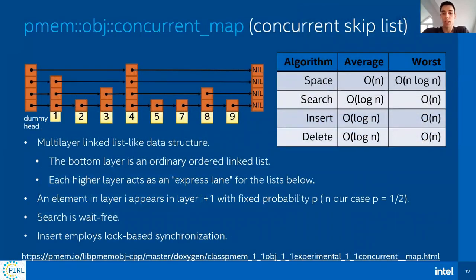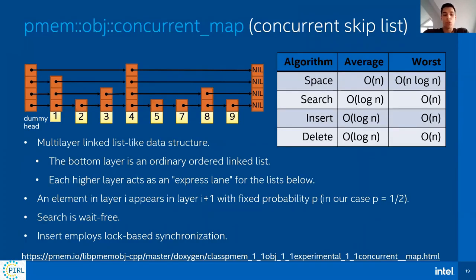Our next concurrent data structure is concurrent map. It is based on a concurrent skip list implementation from TBB, and its average computation complexity is similar to tree-like data structures, for example, B-tree or binary trees. Skip list is basically a multi-layer linked list where the bottom layer is an ordinary list and each higher layer acts as an express lane for the list below.